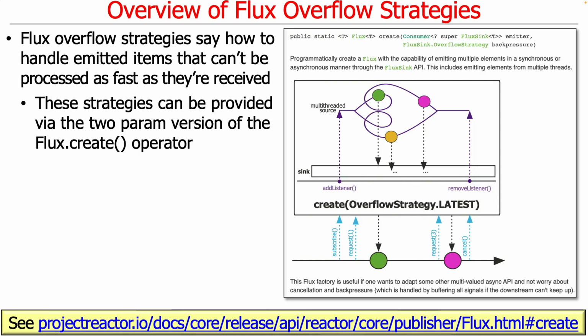There's a way to provide these strategies using the 2-parameter version of the create factory method. We'll talk about different ways to make fluxes later, but one of the ways is using something called create, in which case you give it an emitter, we'll talk about that, and you can give it an overflow strategy, which is the back pressure strategy or policy for that particular instance of the flux that's created.